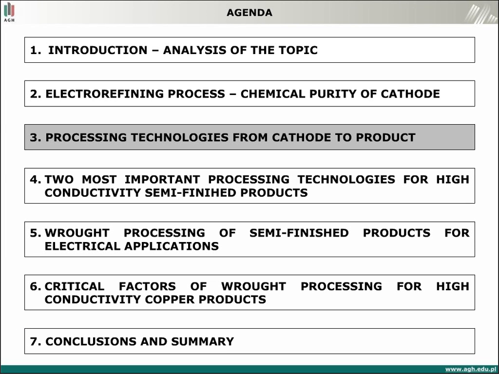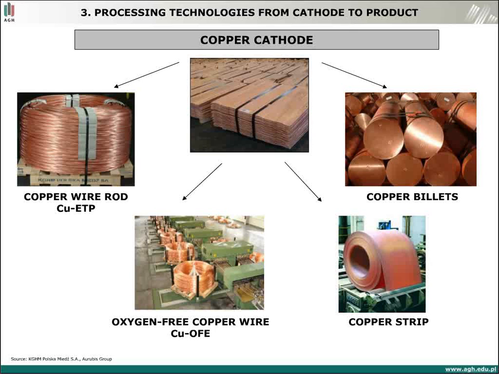Now, let me draw your attention to the technological operations for turning the cathodes into more specific products intended for electrical applications. The cathodes are usually transformed into the following semi-finished products. Copper wire rod, which is a product of a continuous melting, casting, and hot rolling process, and then continuously cast oxygen-free copper alloy wire rod. Next, continuously cast copper or copper alloy strip, and direct chill cast copper or copper alloy billets.